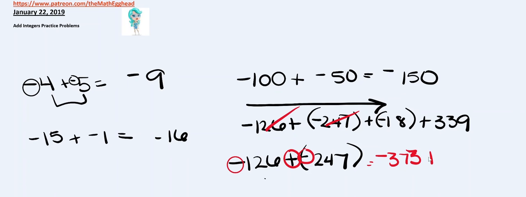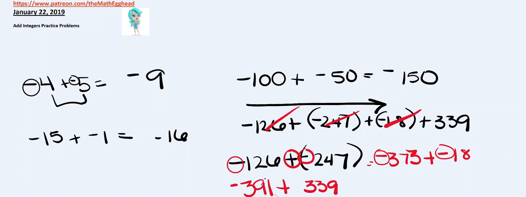Now, the next part of the problem is negative 373 plus negative 18. Well, again, what are we looking at? We know that we're adding two integers with the same sign. So we know that we're keeping the sign the same. So it'll be 373 plus 18, which is 391, and it's negative. And then negative 391 plus a positive 339.